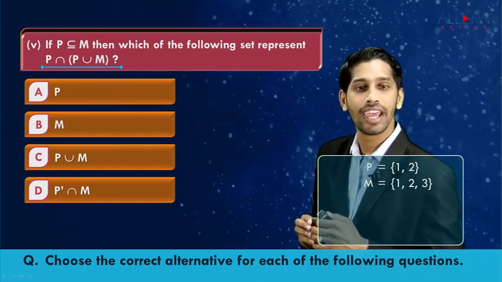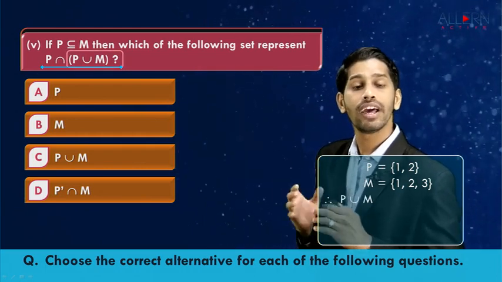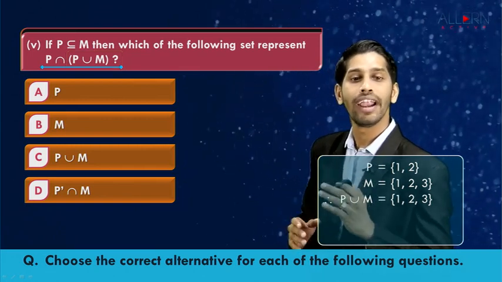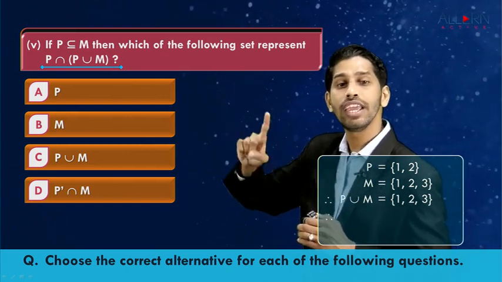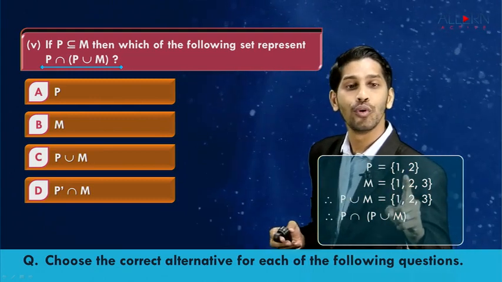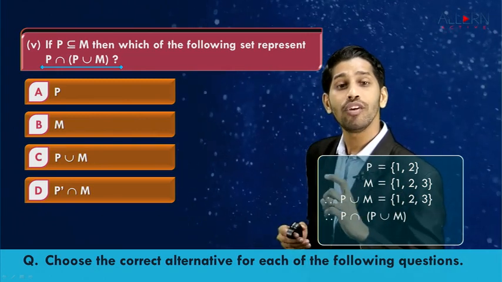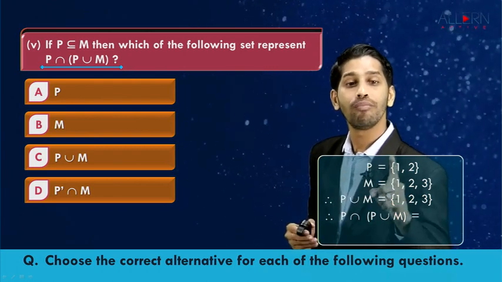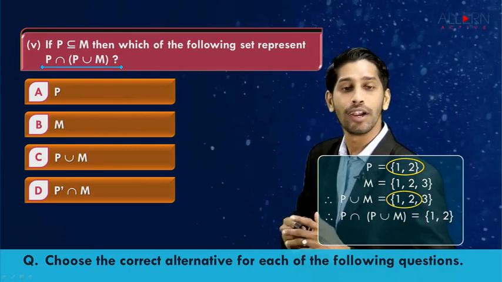Now let's see if P is 1, 2 and M is 1, 2, 3, what should be P intersection P union M? Let's solve that bracket first, which is P union M. Union means collection of all elements of both set P and M, which is 1, 2 and 3. Now let's find intersection of P with P union M. So we observe here that P is 1, 2 and P union M is 1, 2, 3. If we want to take intersection, we need to take common elements of P and P union M, which is 1 and 2. So we write 1, 2.